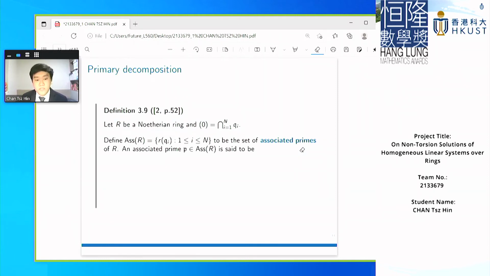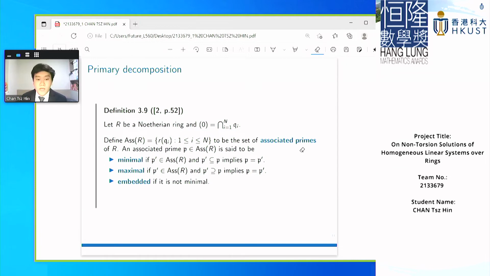We define the set of the radicals of the Q_i's to be the set of associated primes of R, and an associated prime is said to be minimal if it doesn't contain another associated prime, similarly maximal, and embedded if it is not minimal. We also denote these two sets to be the set of minimal and maximal associated primes respectively.